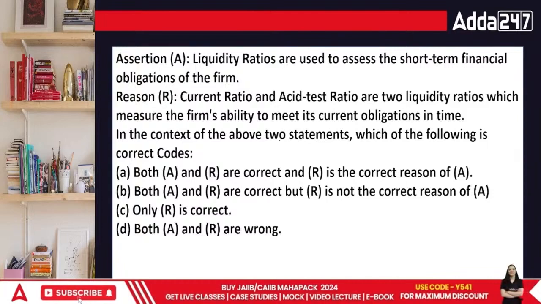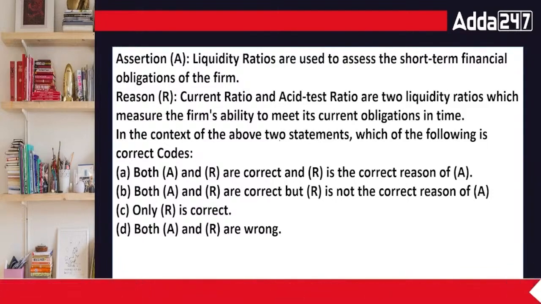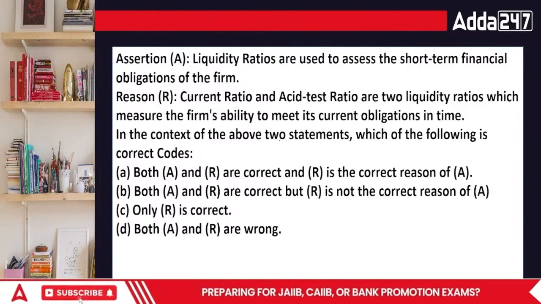The acid test ratio or current ratio talks about the current assets which you are holding for less than 1 year. They are covered under this.